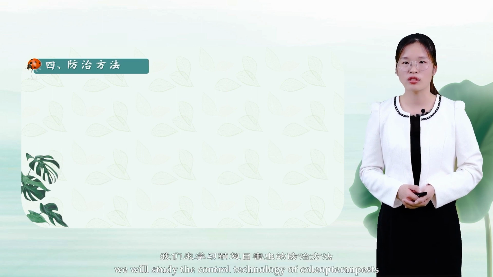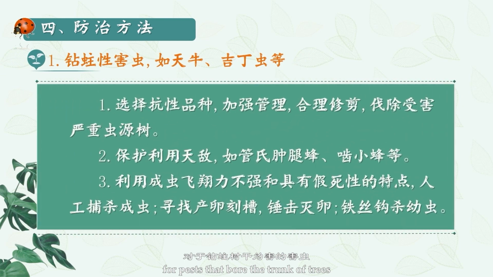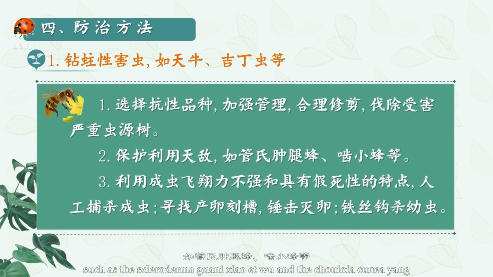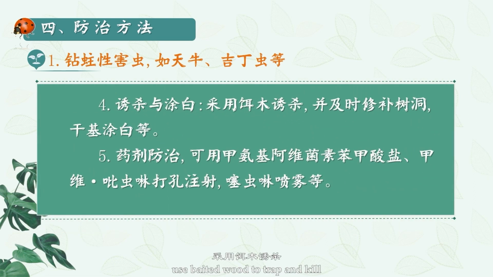Next, we will study the control technology of Coleopteran pests. For pests that bore the trunk of trees, such as longhorn beetle and Buprestid beetle, select resistant species and cut down trees with severe damage. Protect and use the natural enemies, such as Scleroderma guani and Chouioia cunea. Artificially trap and kill adults by finding egg-laying grooves, hammering eggs, and hooking and killing larvae with iron wire. Use baited wood to trap and kill. Repair the holes in time. Paint the tree's lower parts white, etc.